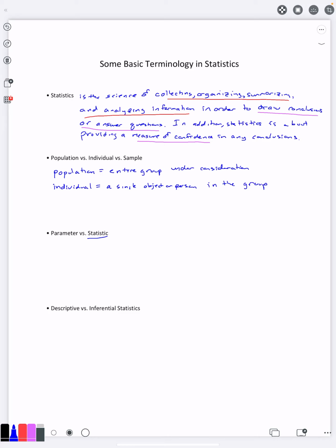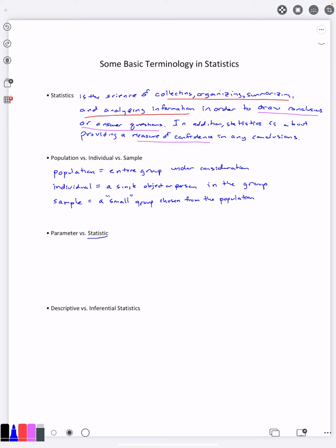Now here's the part that we're going to be using over and over and over again. A sample is a small group, and maybe I should put small in quotations because it's small relative to the size of the population, but you can still have samples that are very large. So a small group chosen from the population.